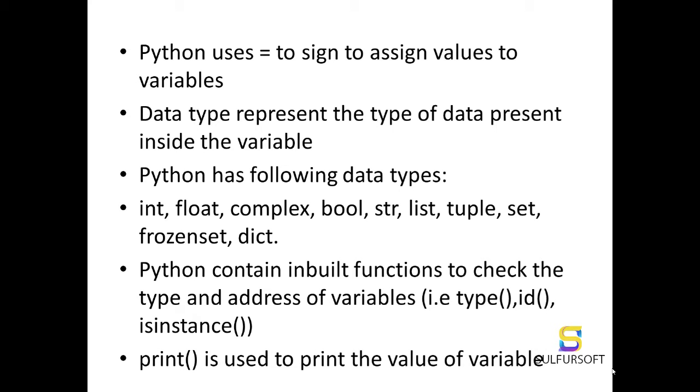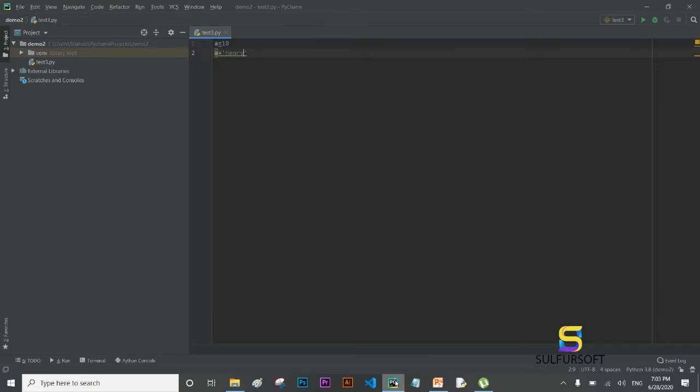Next, we have already used the print function most of the time, but here I am going to tell you thoroughly what the print function does. The print function is used to print the value of a variable. It is simple. Let's go to the pie chart to discuss every function and every data type one by one. We will have an overview of every data type.